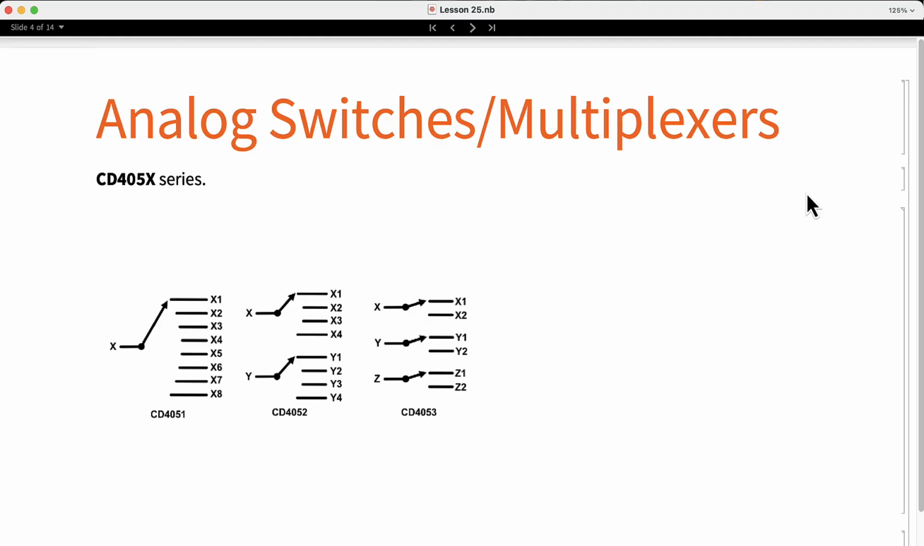For example, the ICs CD4051, 52, and 53 are different variations. The CD4051 can send a single signal to 8 different destinations. The CD4052 can take 2 signals and send each to 4 different destinations, while the CD4053 takes 3 signals and can send them to 2 destinations. The switches are controlled by one or multiple logic signals. We need to generate the appropriate signals depending on the type of switch. There exist many other analog switches with different configurations, but these are the ones that I use the most.